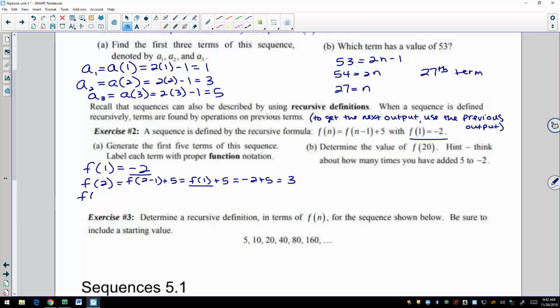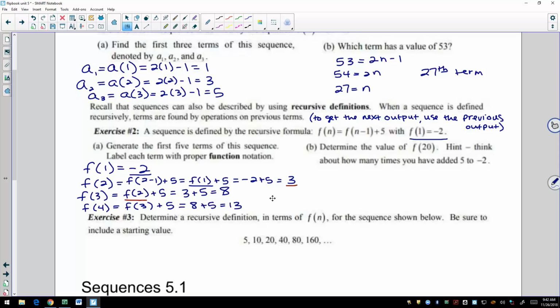So now to find f of 3. To find f of 3, I'm going to need whatever f of 2 was and then plus 5. Well, f of 2 turned out to be, and I'll use a different color, 3. So I can replace f of 2 with the number 3 and then add 5, that's 8. F of 4 is going to require me to know what f of 3 was plus 5. Well, f of 3 was 8, so that's 8 plus 5, which is 13.